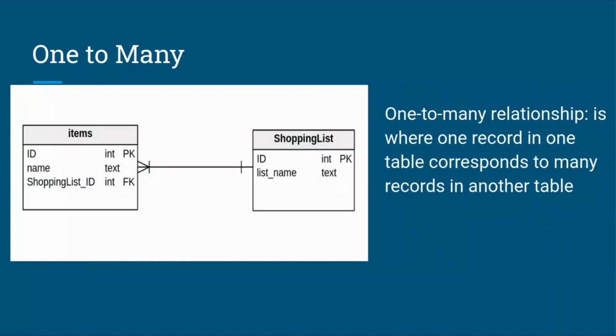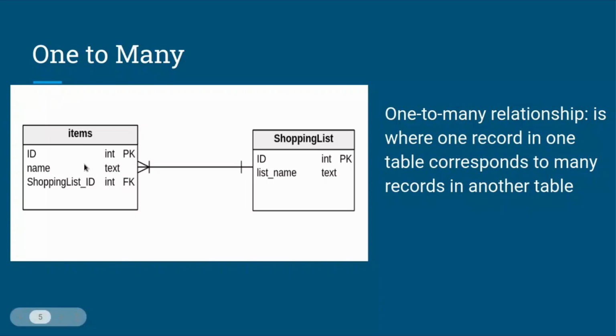And also we have a one-to-many. A one-to-many is a relationship where one record in one table corresponds to many records in another table. For example, here we have the items and the shopping list. The shopping list table is going to have a single entry that corresponds to many items. For example, we have a shopping list category of fruits. Here we can have bananas, mangoes and other things that correspond to the same category, but there are many. So here we have one category and here we have many items. So this is one-to-many.